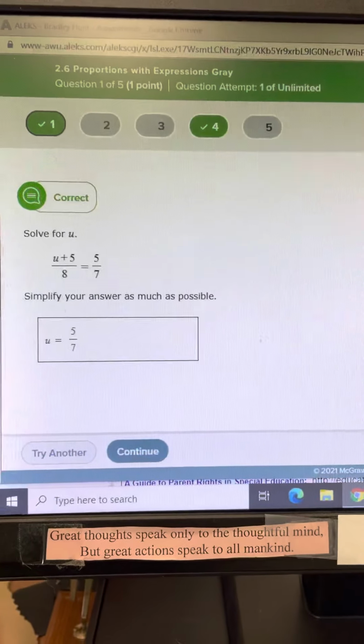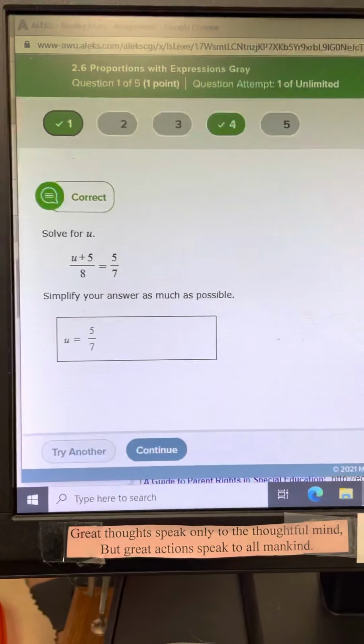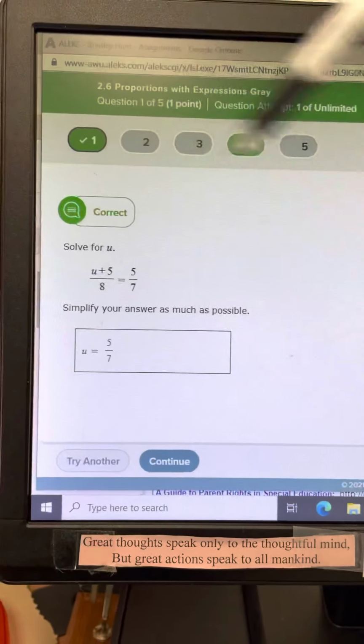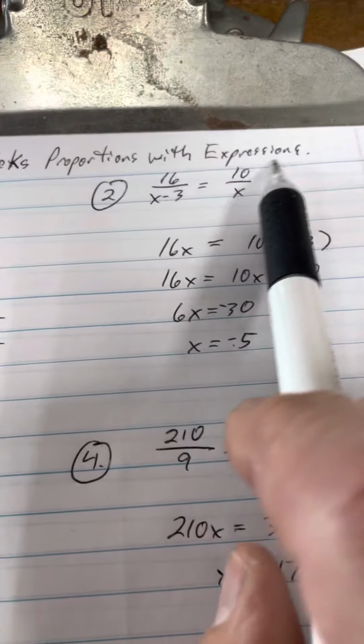I'm taking a look at the 2.6 proportions with expressions, the gray portion. I'll do all of these. And you read, folks, you're going to see these problems too, but just in different spots. So hopefully this helps you out also. Once again, it's the proportions with expressions.